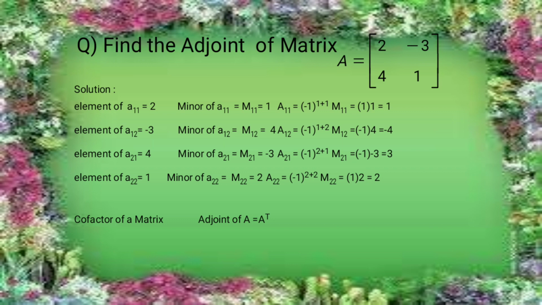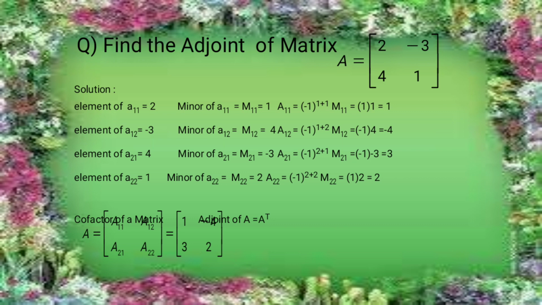Same way, the element at A12 position is minus 3. Minor of A12: delete first row, second column, so M12 we get 4. Cofactor of A12 is equal to minus 1 raised to 1 plus 2 into M12, which is minus 1 into 4, that is minus 4. Same way we can calculate A21 and A22: the minor of A21 is minus 3 and the minor M22 is 2. Cofactor of A21 is 3 and the cofactor of A22 is 2.